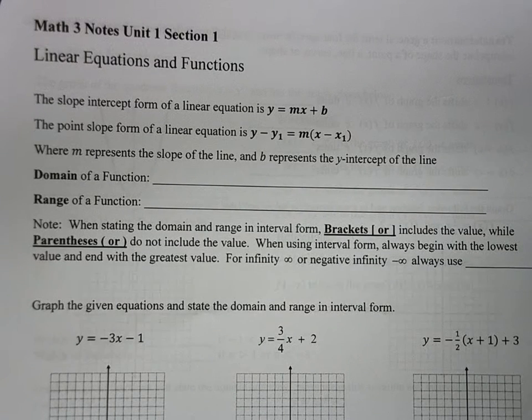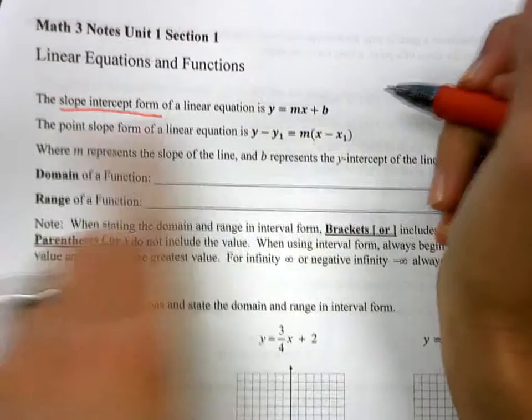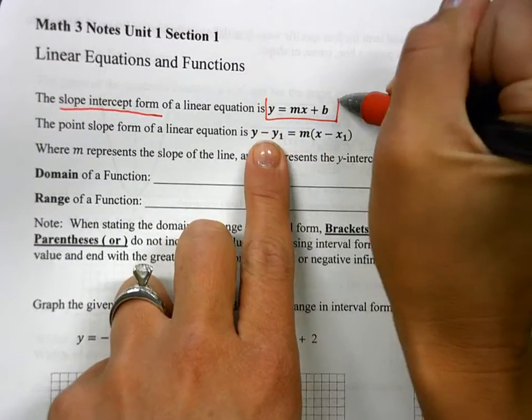Math 3, Unit 1, Section 1. So a lot of this should be a review from Math 2. The first thing we have is slope-intercept form. And slope-intercept form is written in the form y equals mx plus b.